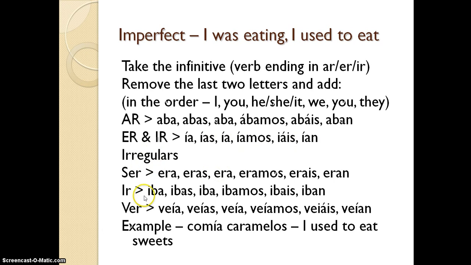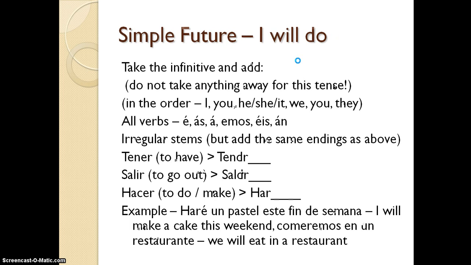So three irregulars only in this tense. Ser, to be: era, eras, era, éramos, erais, eran. Ir, to go: iba, ibas, iba, íbamos, ibais, iban. And ver, slightly irregular, we keep the e: veía, veías, veía, veíamos, veíais, veían. So an example might be comía caramelos, I used to eat sweets. So remember this is used for I used to, ongoing in the past, and description.